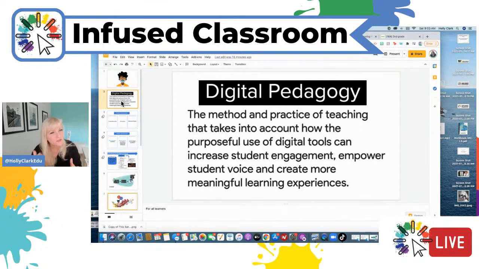But this takes it one step further, and it takes into account how the purposeful use of digital tools, we're picking them purposefully, can increase student engagement, empower student voice. And student voice is what's important to me in assessment. We'll talk about this today. And create more meaningful learning experiences. So we're going to think about the tools that we could use that allow us to get inside of kids' heads and know when they know something and know when they don't.